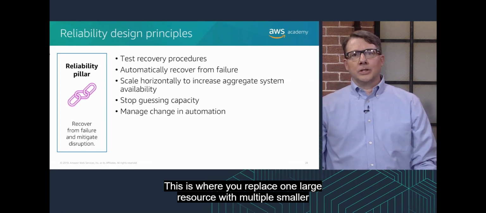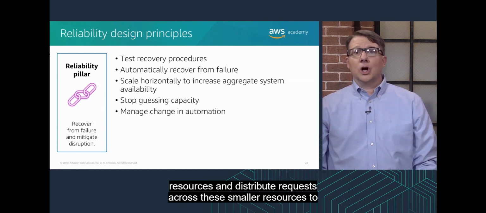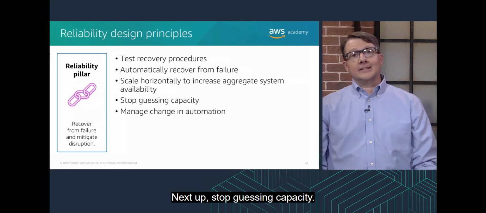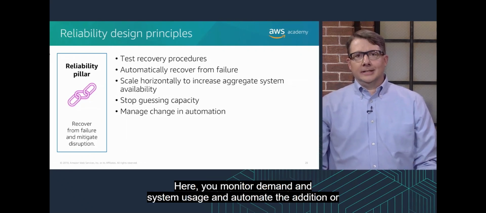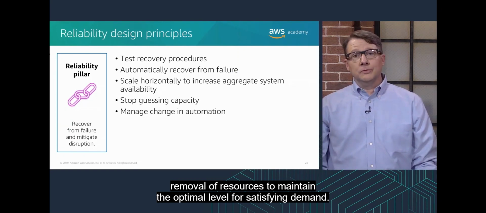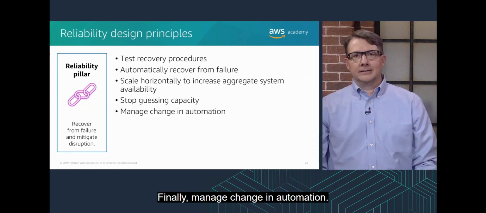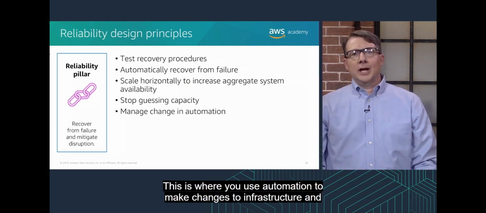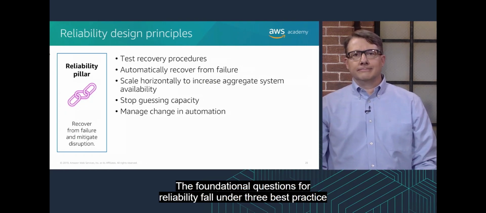This is where you replace one large resource with multiple smaller resources and distribute requests across these smaller resources to reduce the impact of a single point of failure on the overall system. Next up, stop guessing capacity. Here you monitor demand and system usage and automate the addition or removal of resources to maintain the optimal level for satisfying demand. Finally, manage change in automation. This is where you use automation to make changes to infrastructure and manage changes through automation.